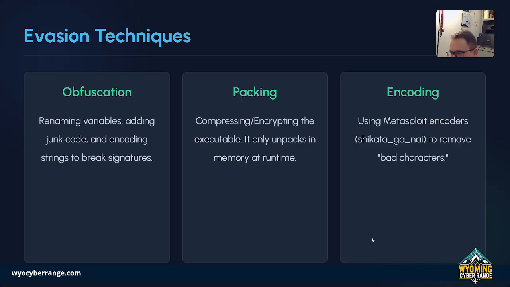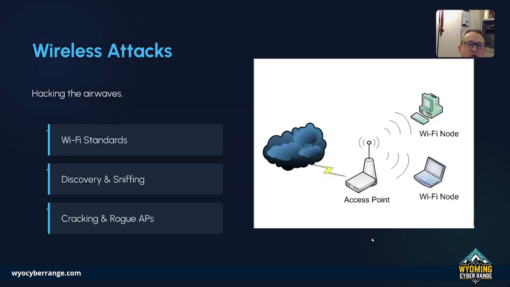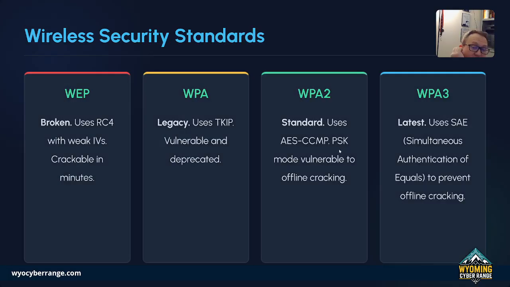Now, if we shift gears a little bit, we're shooting through this chapter really fast. We're going to start looking at wireless. Now, wireless is different because everything is on the airwaves itself. We can review different things like Wi-Fi standards, how we passively discover, how we sniff networks, and finally, how we crack them, especially with rogue access points.